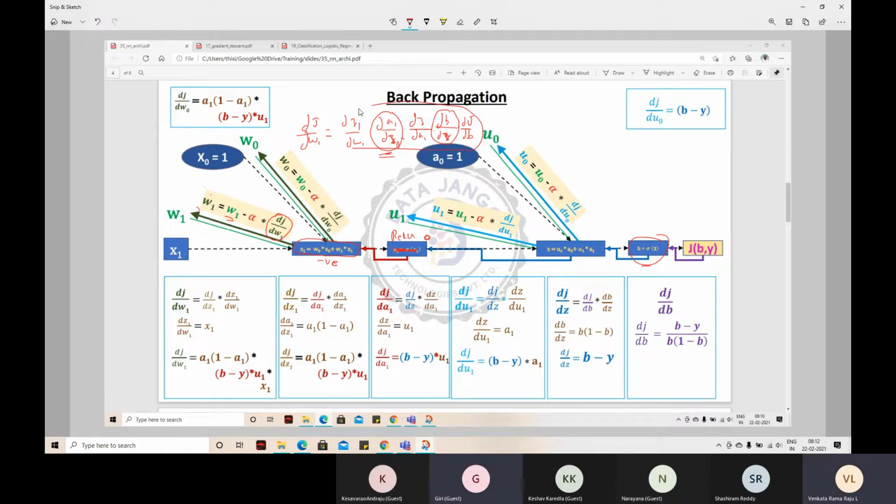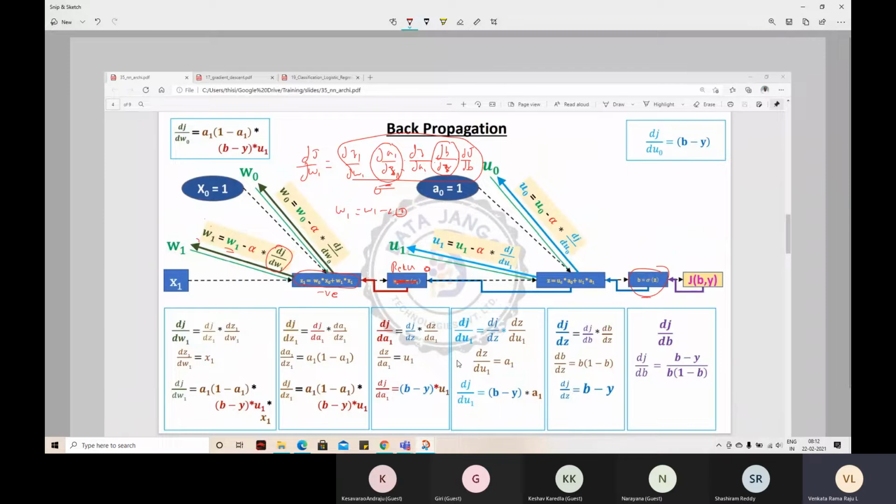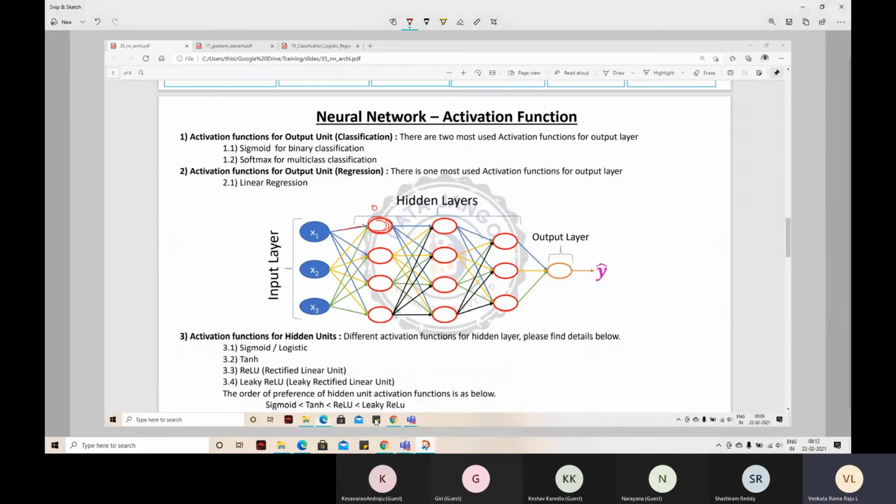Or you can make this whole thing as 0. When it becomes 0, what happens? W1 is equal to W1 minus alpha into 0. Right? Like that. Here also it will happen. In this also, if it becomes 0 or negative value, it will become 0, right? So that weight will not get adjusted. So this node and this node, even though they are there, we defined it, the network will not use them.